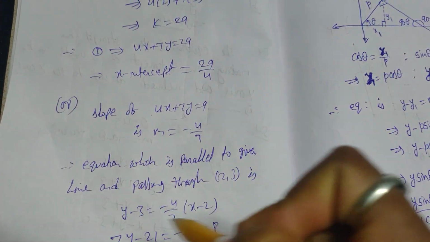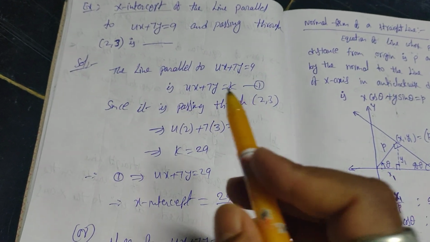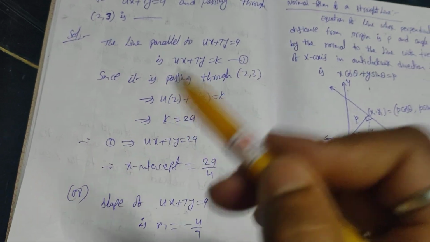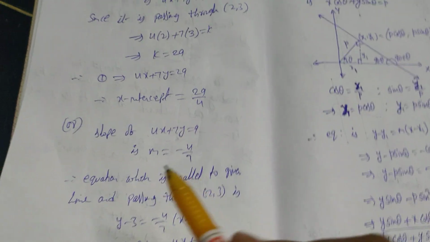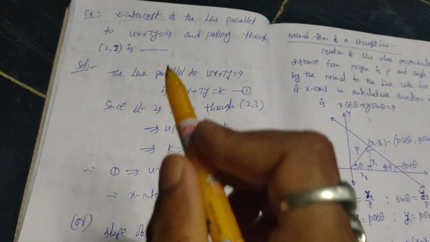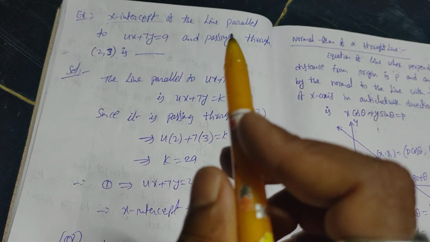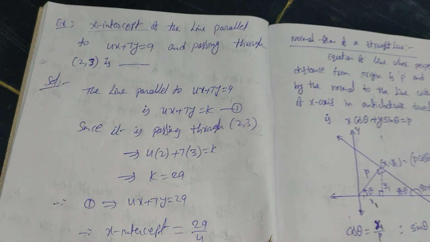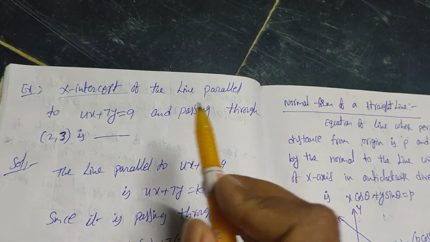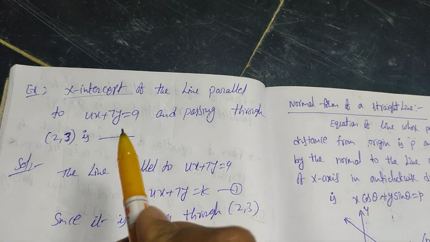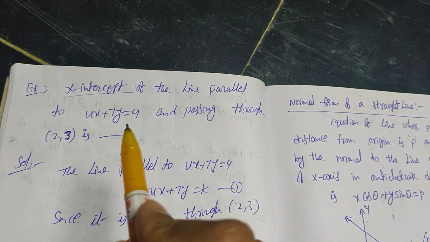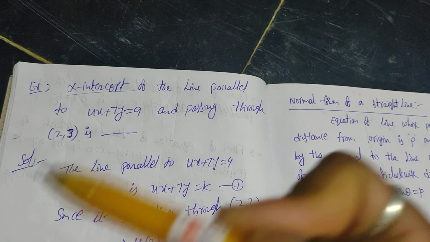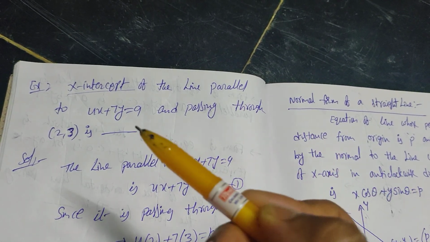In another method, the same question we can do in a different way. Here I used a parallel equation form, 4x plus 7y is equal to k. Without that one, we can do it in one more method. First, if you want to find the equation which is parallel to this one and passing through 2 comma 3, the required equation, that means the parallel equation, has slope equal to the slope of the given equation, and we know one of the points, 2 comma 3. So if you apply the slope point form, you get the parallel equation of the given equation.